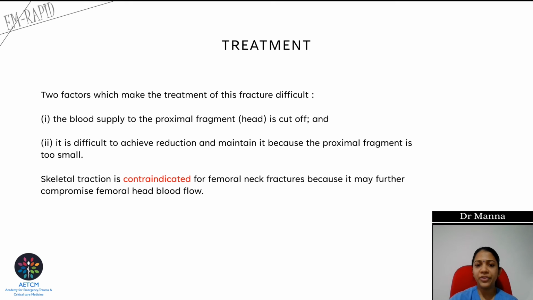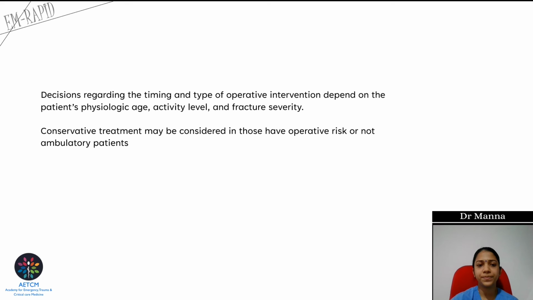The definitive management depends on the blood supply. We all know that the blood supply to the head will get cut off. So depending on how well we can save the head of the femur, we will be deciding on the treatment. The decision regarding the timing and the type of operative intervention will depend on the patient's age, activity level and the severity of fracture. And sometimes if the patient is not ambulatory, or if the patient's operative risk is very high because of comorbidities, conservative management is also considered.